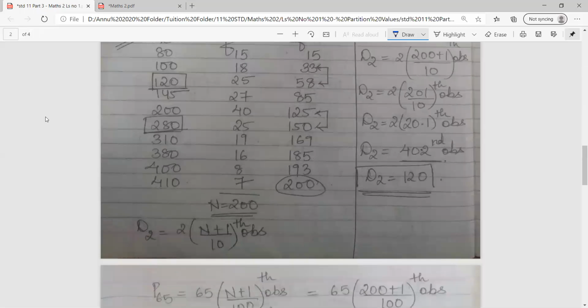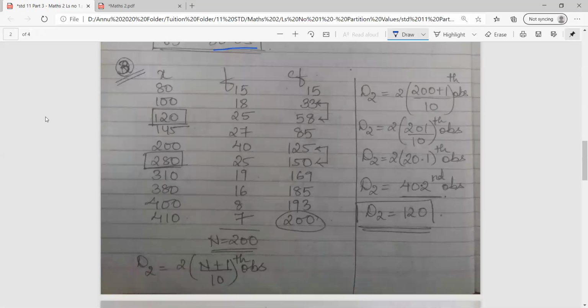So can you all see the screen, class? I have prepared the third column, that is less than cumulative frequency. So 15 will remain 15 as it is. 15 plus 18 will give you 33. 33 plus 25 will give you 58. 58 plus 27 will give you 85. In this way, keep on adding until the end you will get 200 in the last. We can also add up the column of the frequency which we call as capital N or summation of F.